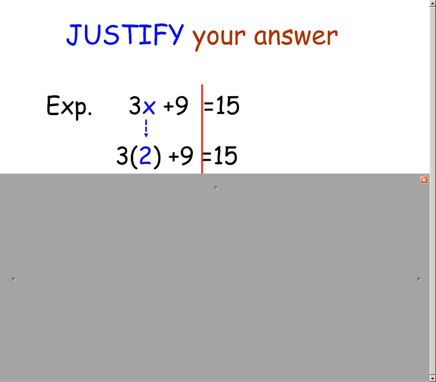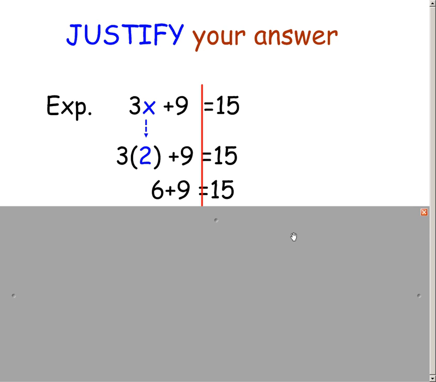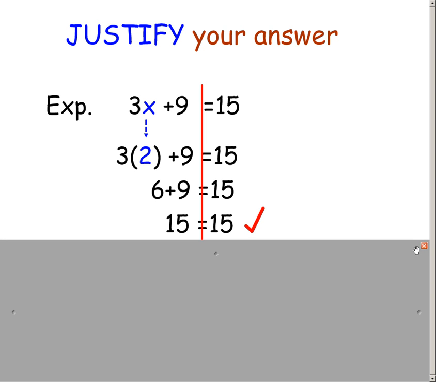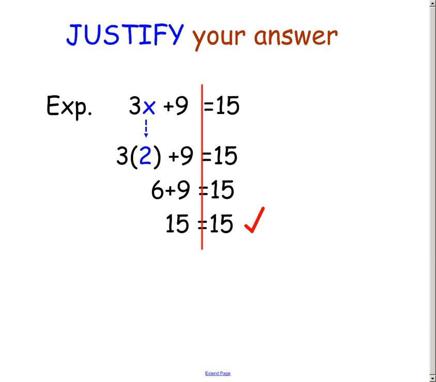So now it says 3 times 2 plus 9 is 15. Now I'm just going to compute on the left-hand side: 3 times 2, which is 6, 6 plus 9, which is 15, and the answer checks. And that's a really simple way to solve a two-step equation. If you use this process every time, you should be successful.